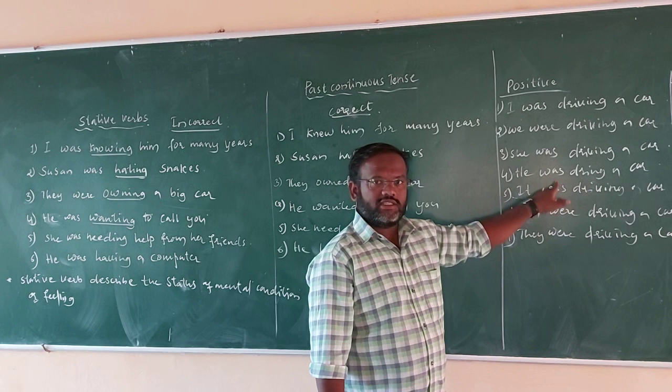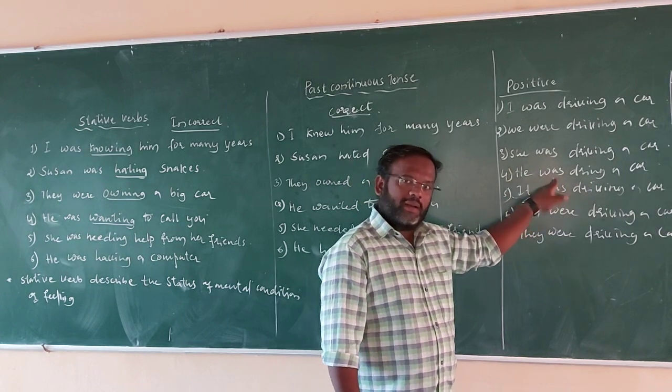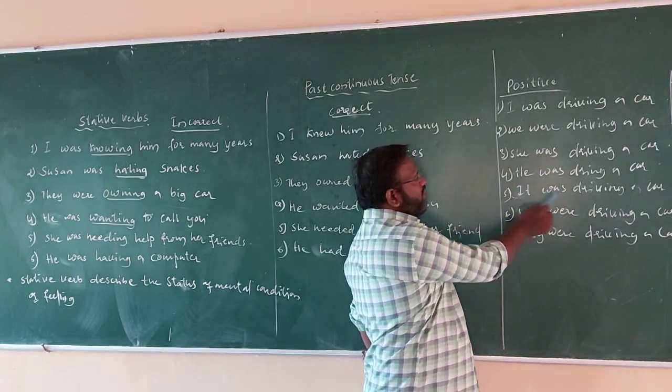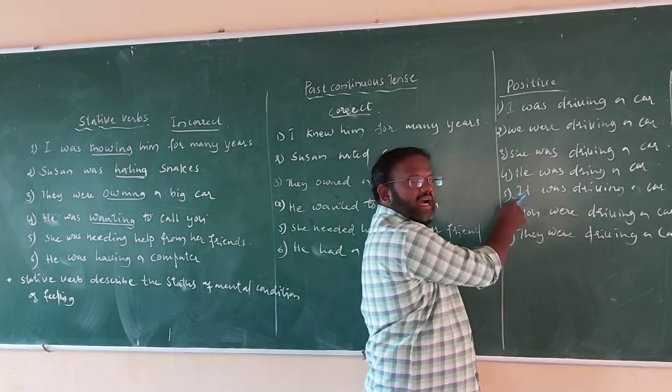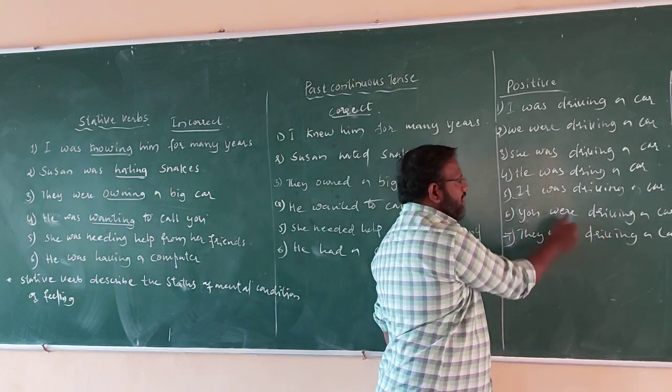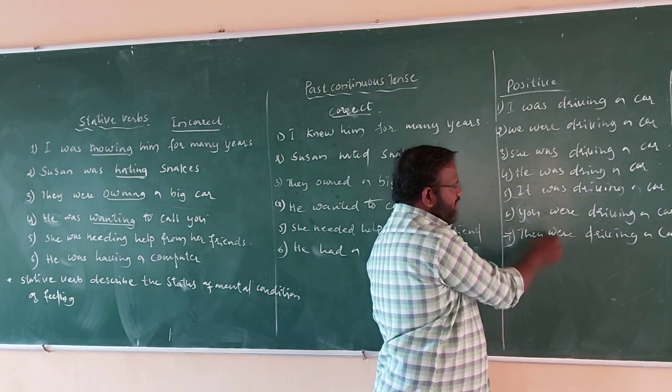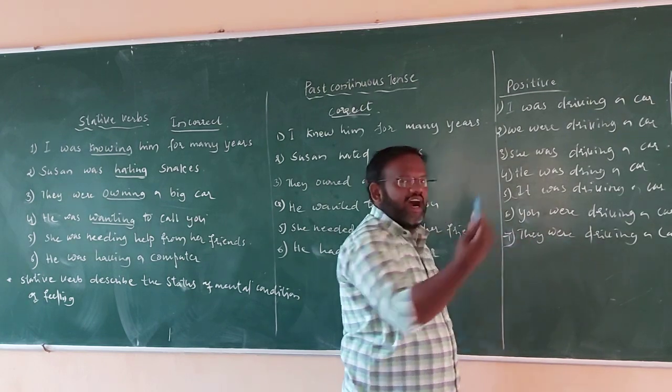Here itself we have to change: subject to helping verb to subject. Next up. It was driving a car. Was it driving a car? You were driving a car. Were you driving a car? They were driving the car. Were they driving the car?